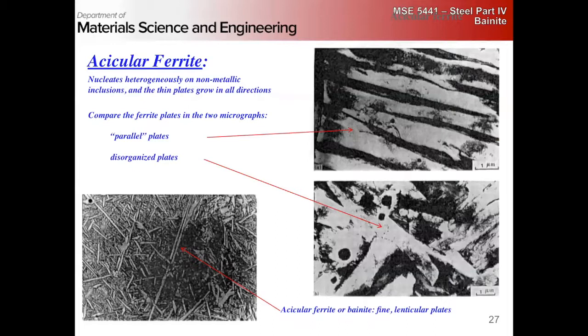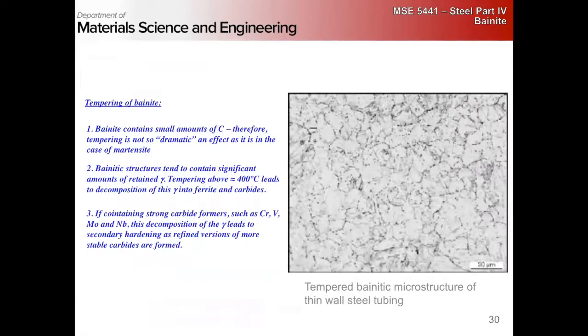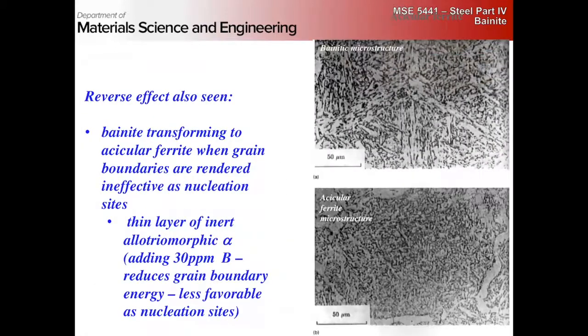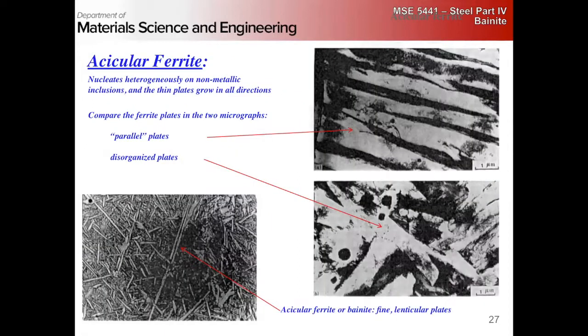Okay, and then related, right? We have acicular ferrite, and I'm not going to jump into this. So we'll discuss acicular ferrite and how it's related to bainite and this tempering of bainite on Wednesday, and we'll start with twinning and martensite on Wednesday.